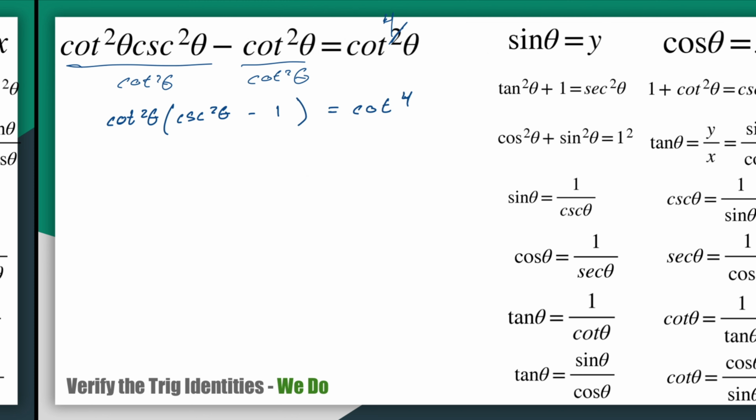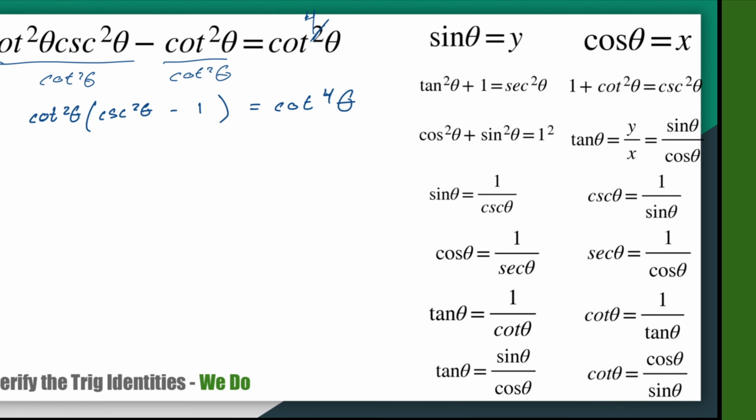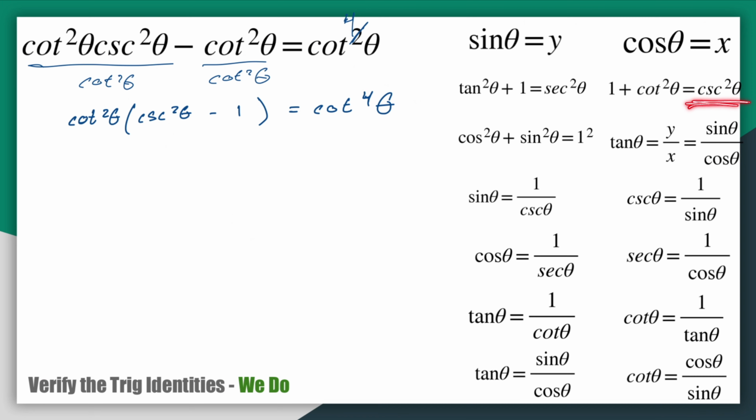Now again, we see this cosecant squared theta minus 1. Let's go look over here. We do have 1 with cosecant. If we minus 1 to both sides, cotangent squared theta is equal to cosecant squared theta minus 1. So this piece right here is the same thing as cotangent squared theta. So now I have cotangent squared theta times cotangent squared theta is equal to cotangent to the power of 4 theta. And of course, just like if this was x squared times x squared, it would be x to the power of 4. So same thing here.